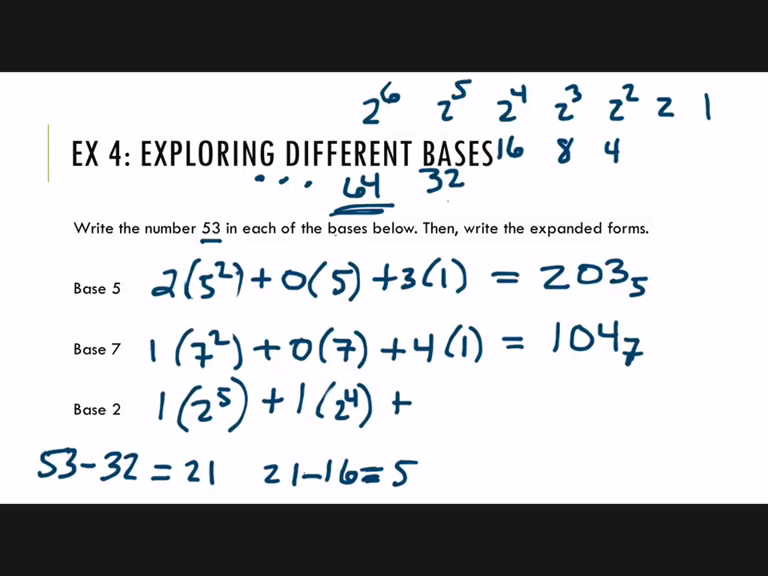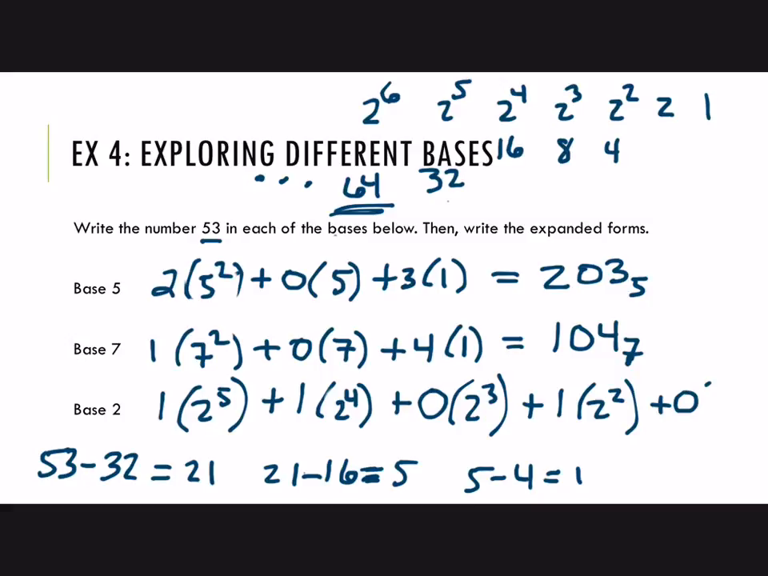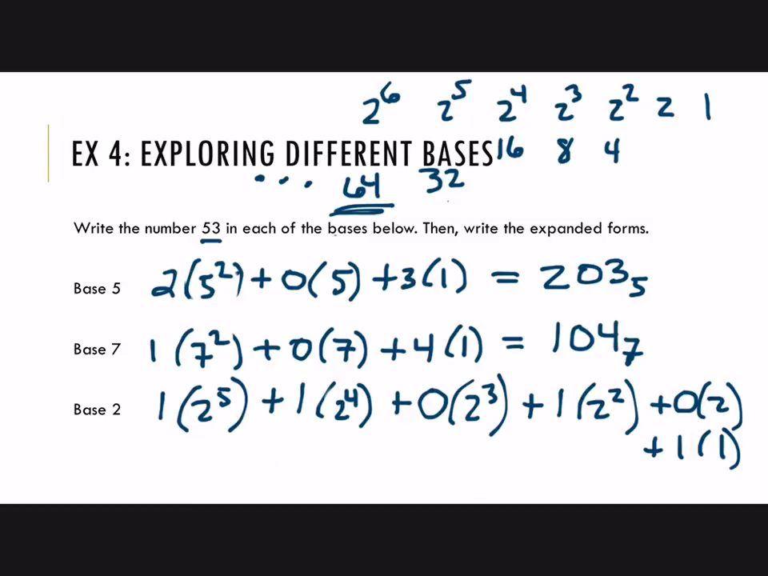That's not enough to make a group of 8, so no 2 to the 3rd. Okay, but I do have enough to make one group of 4. All right, or I should write that 2 squared. And then 5 minus 4 is 1, so that's not enough to make a group of 2, but it is enough to make a group of 1. Alright, so in base 2, I'm emphasizing powers of 2, and I would write this 1, 1, 0, 1, 0, 1, base 2.